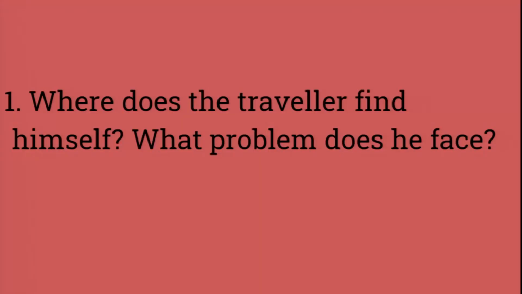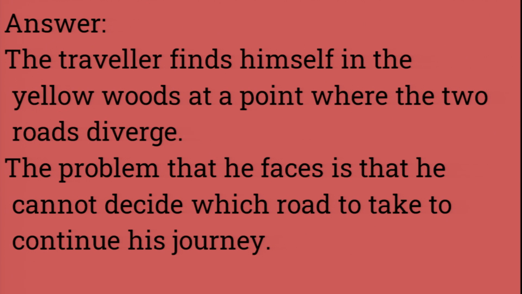Okay, students, I'm sure you have understood the literary devices. Now let's discuss some questions from your book. The first question: where does the traveler find himself? Also, what problem does he face? I'm sure all of you know the answer. The traveler finds himself in the yellow woods at a point where the two roads diverged. The problem that he faces is that he cannot decide which road to take to continue his journey.